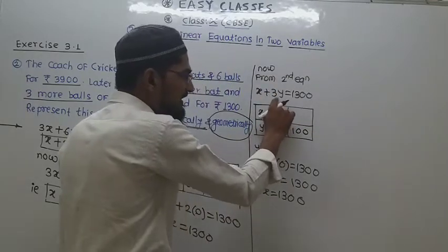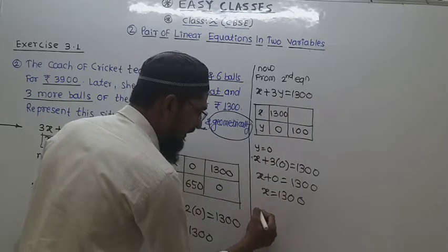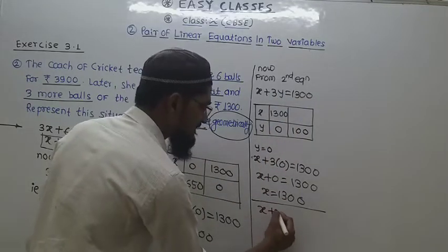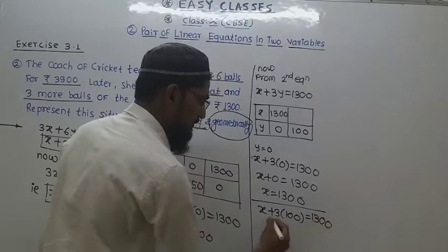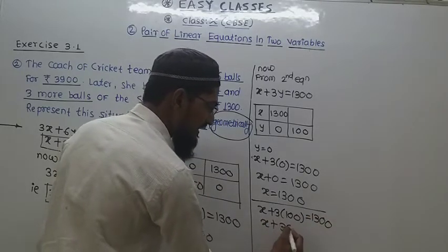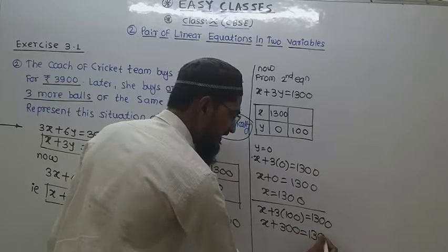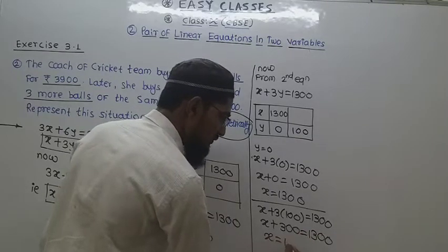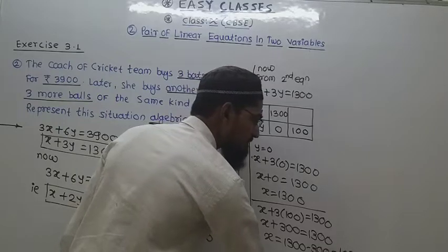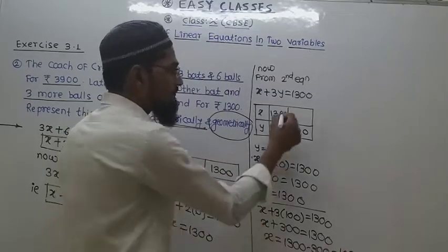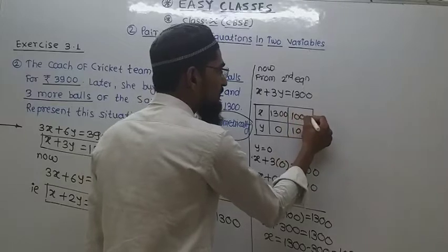So if I take 100, what will we get? x plus 3 into 100 is equal to 1300. So x plus 300 is equal to 1300. x is equal to 1300 minus 300, that means 1000. Okay? So we got 1000.